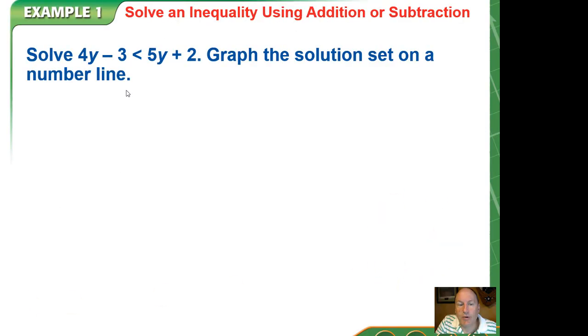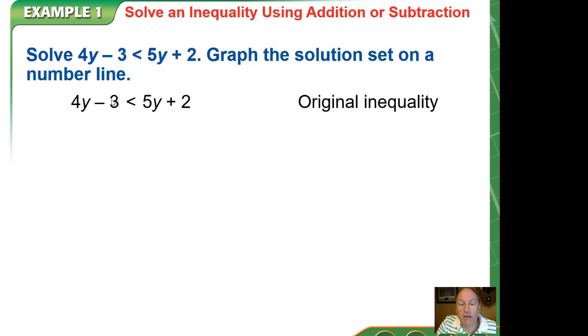So let's look at an example. We want to solve the inequality 4y minus 3 less than 5y plus 2. And we're going to graph the solution set on a number line. So we're going to take this inequality and treat it really just like an equation, because remember, those properties of inequality are very similar, with that one exception, to the properties of equality.